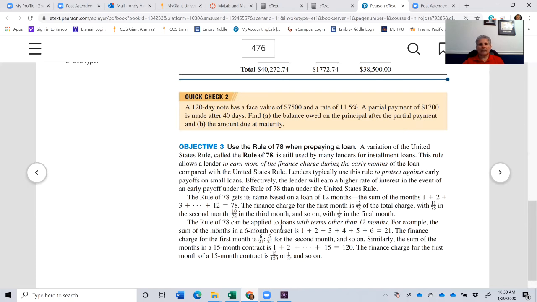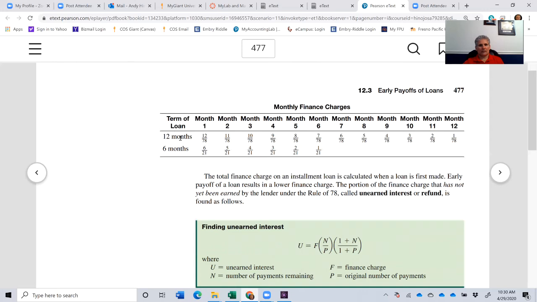The rule of 78 can be applied to loans with terms other than 12 months. For example, the sum of the months for 6 months is 1, 2, 3, 4, 5, 6, which is 21. So then the finance charges would be computed as 6/21s, 5/21s, 4/21s, etc. So here's a chart that will make it easier to see how it rolls all the way through for 12 months and then for 6 months.